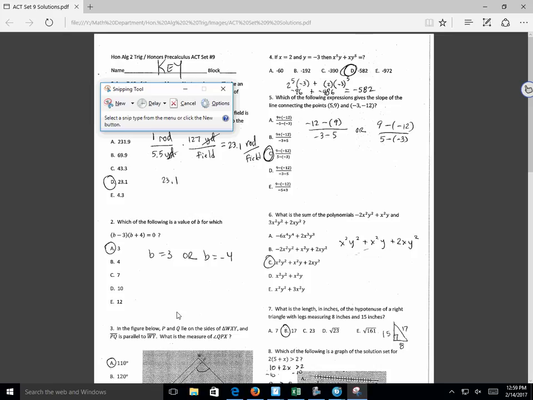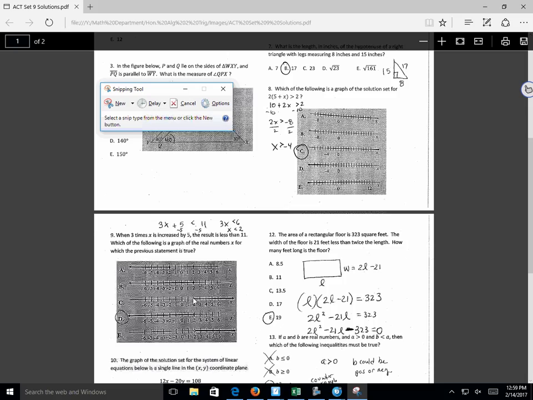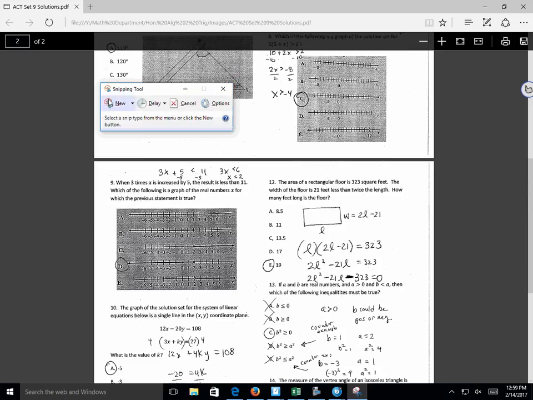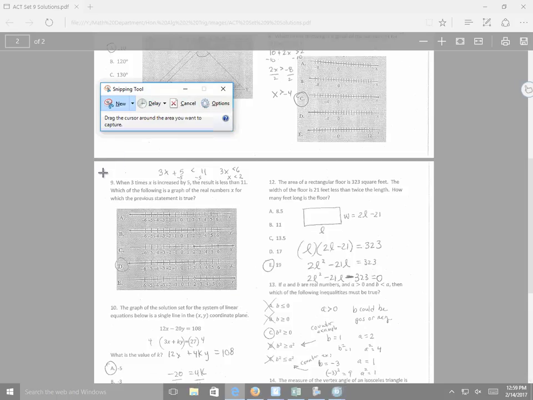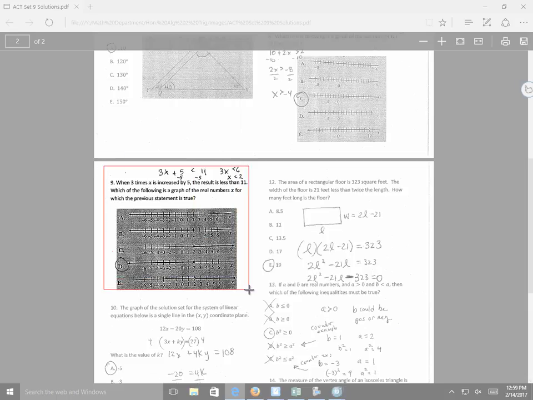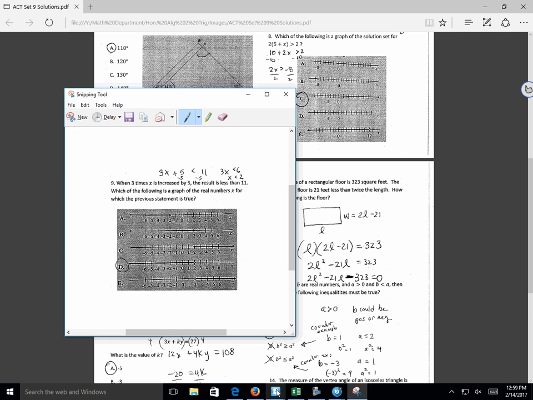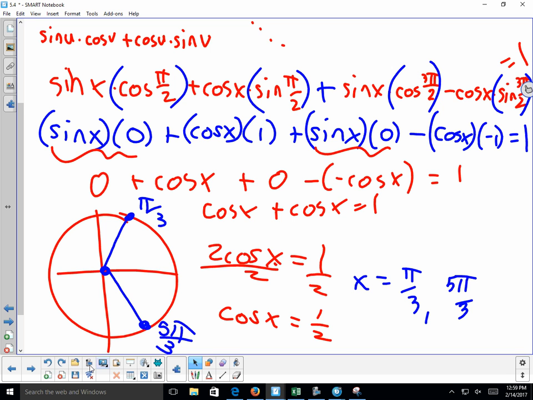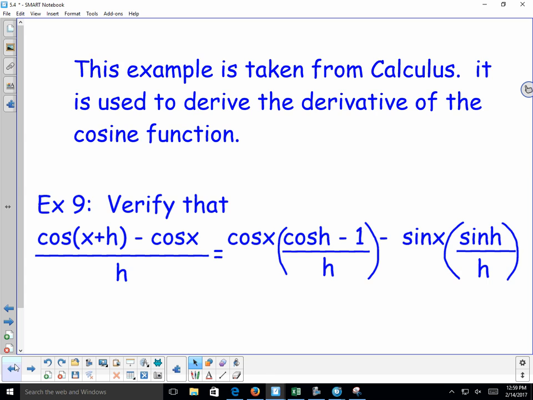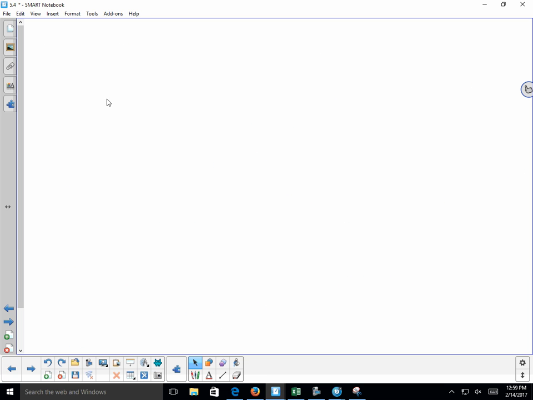Alexis? Number 9. Number 9 is here. For this one, whoopsie, I didn't want to look at that example.